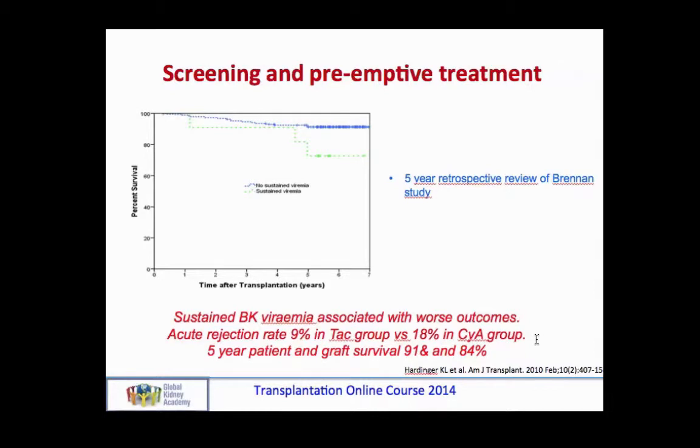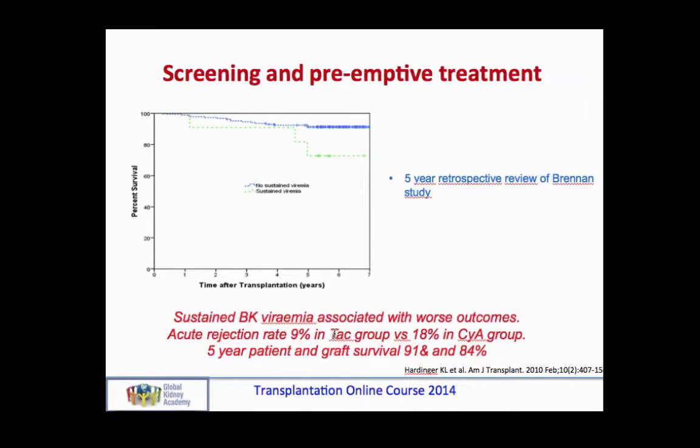And if you look at the outcomes, these are the 5-year outcomes of that study that was published more recently. In the blue here you can see those patients with no sustained viremia, and in the green you can see those patients with sustained viremia. So you can see that strategies appear to work, because if you cleared your virus, patient survival and graft survival was much higher.